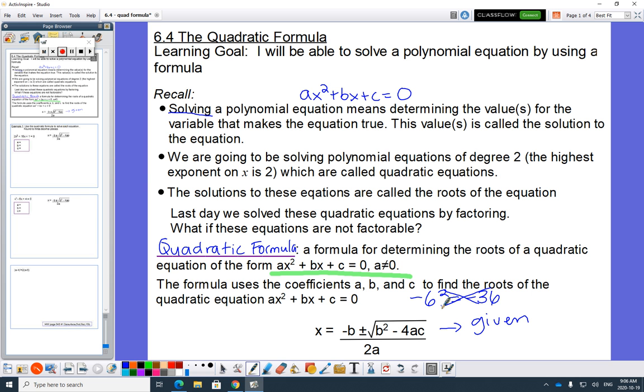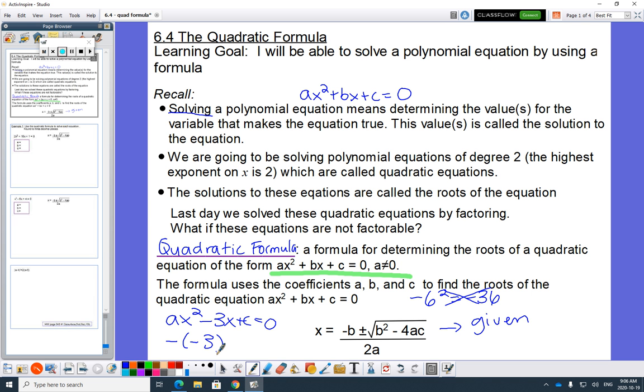Also here, the formula is negative b. So if the b value is -3 and you put negative, what happens here? What does this change to? Positive, okay? So you have to be careful of that as well.